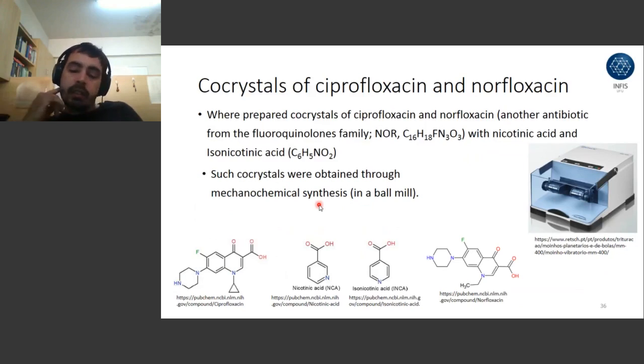So here, as an example, I will show you some results recently obtained in the group where I did my last postdoc. We did some studies with ciprofloxacin and norfloxacin, which is also an antibiotic from the same family as ciprofloxacin. Both have problems with solubility, and we performed some studies trying to find co-crystals that could improve their solubility. I'll show you some results of samples obtained through mechanochemical synthesis, which means in a ball mill through grinding of ciprofloxacin with nicotinic and isonicotinic acid, and norfloxacin with nicotinic acid.